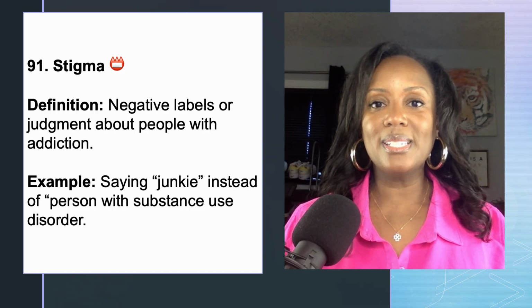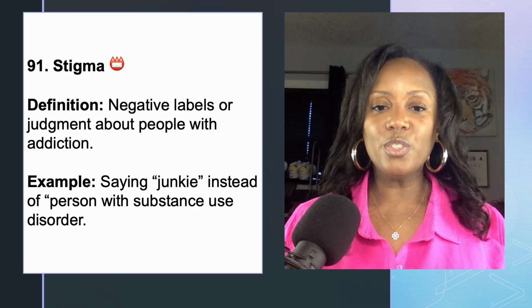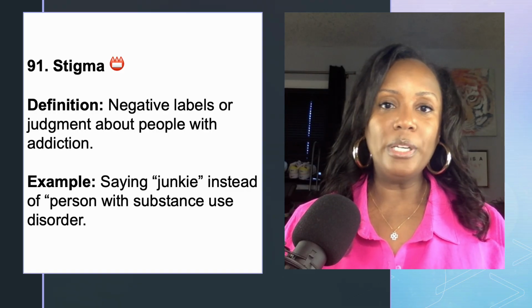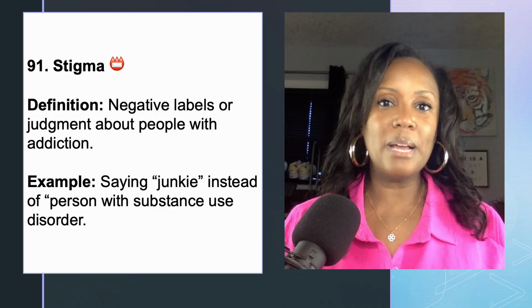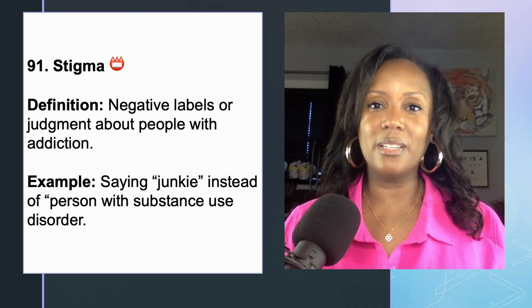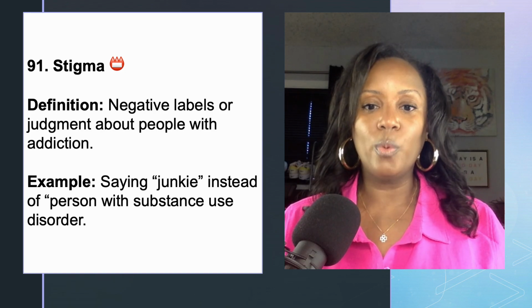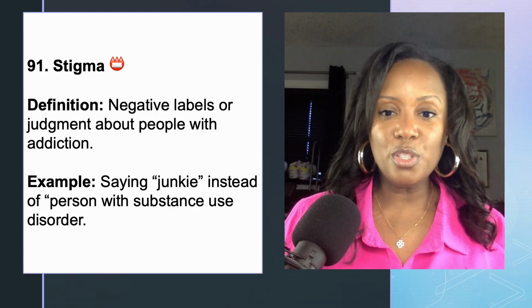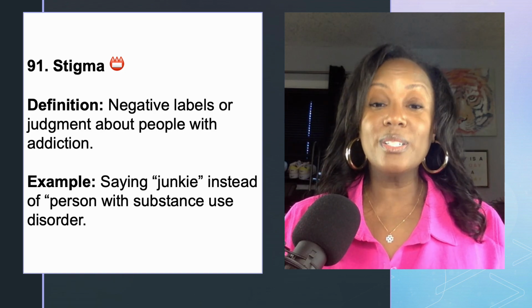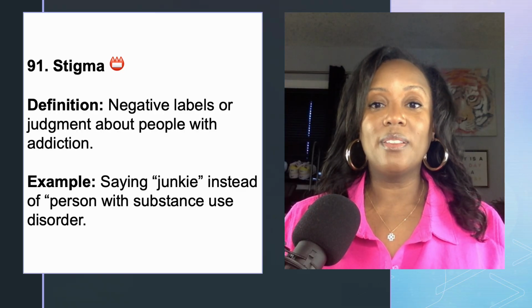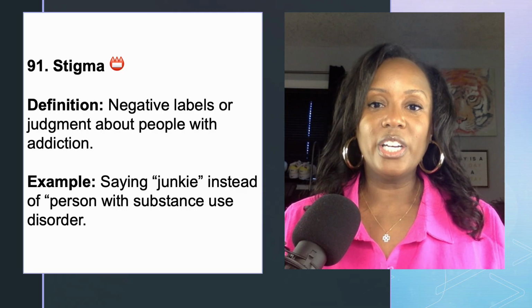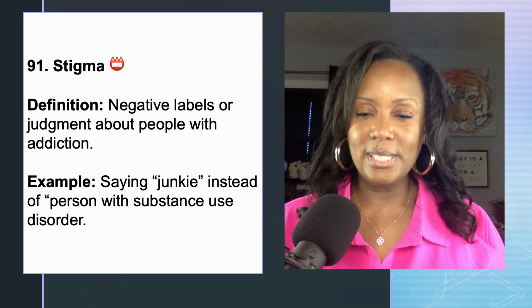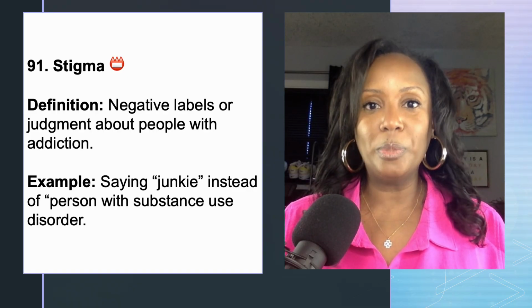Term 91 is stigma. These are negative labels or judgment about people who struggle with addiction and substance use issues. An example would be calling someone a junkie instead of saying a person who is struggling with addiction, who has a substance use diagnosis. Words matter. Stigma is one of the biggest barriers to treatment. We often have to work to change the language around how we see addiction so we can better help people who are struggling.